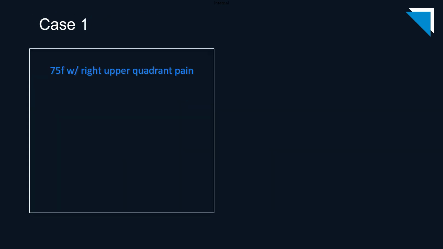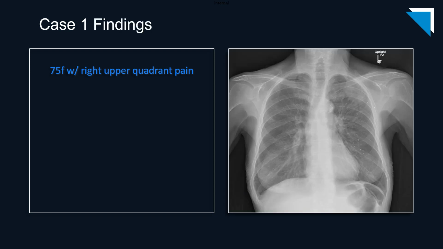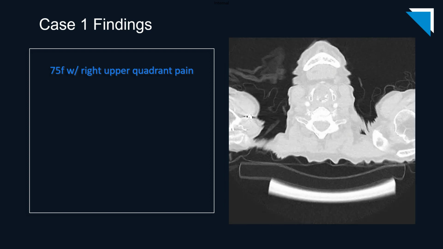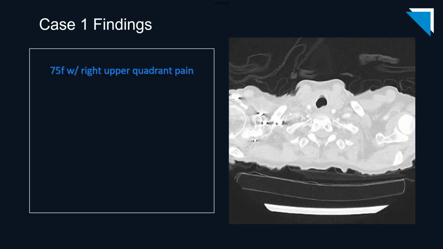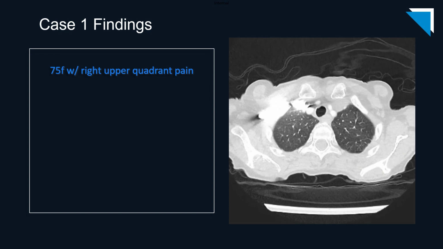Our first case is a 75-year-old woman with right upper quadrant pain. We'll begin with this PA radiograph of the chest, and have a scroll through these axial images from a CT scan of the chest with the lung windows on.